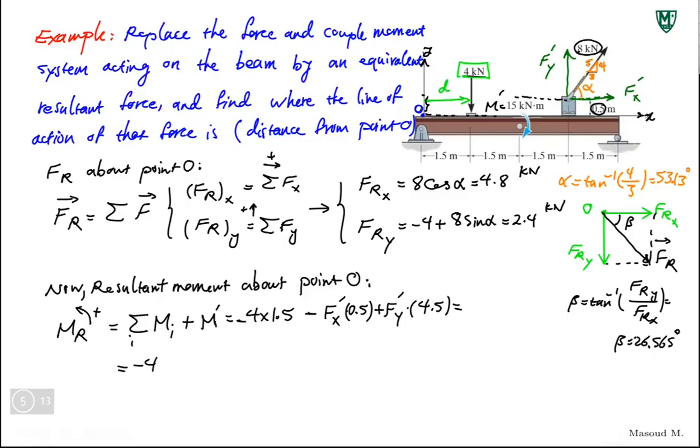So that would be minus 4 times 1.5, minus 8 cosine alpha times the distance, which we put there, 0.5, and then plus 8. I lost it. Fy prime would be a times sine alpha times 4.5. Now, are we done? Should I just sum them up and we're good? If we're good, we get the resultant moment.